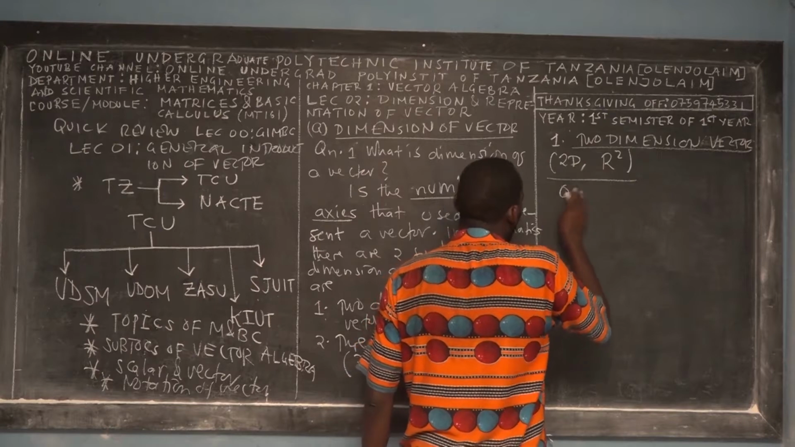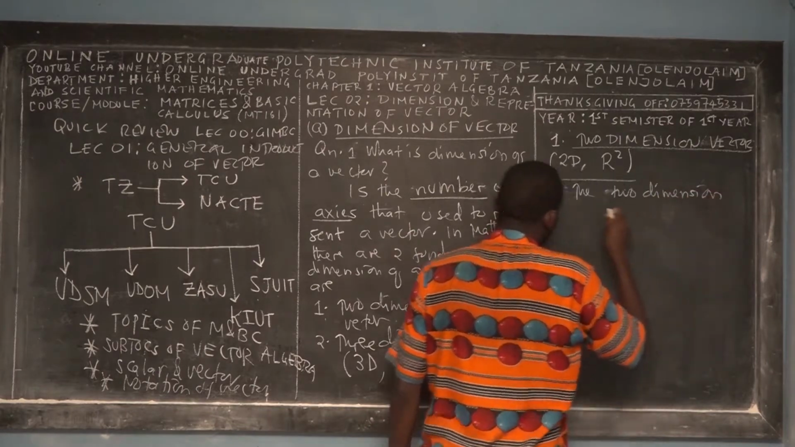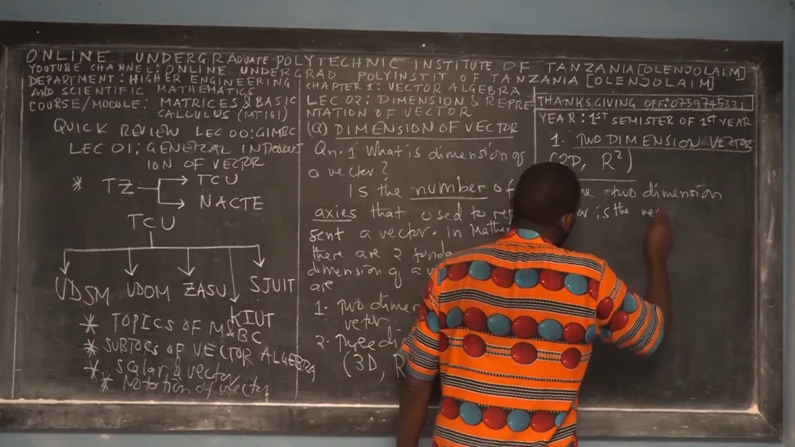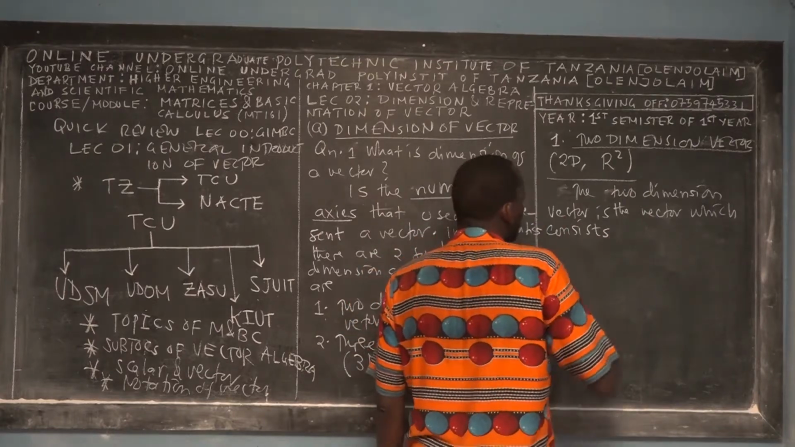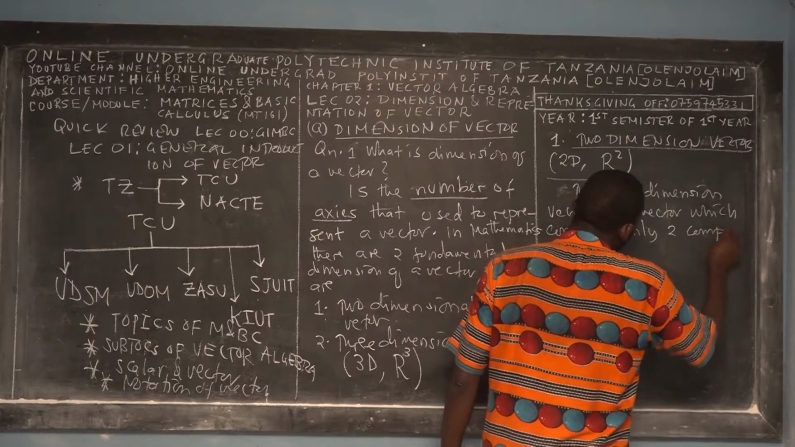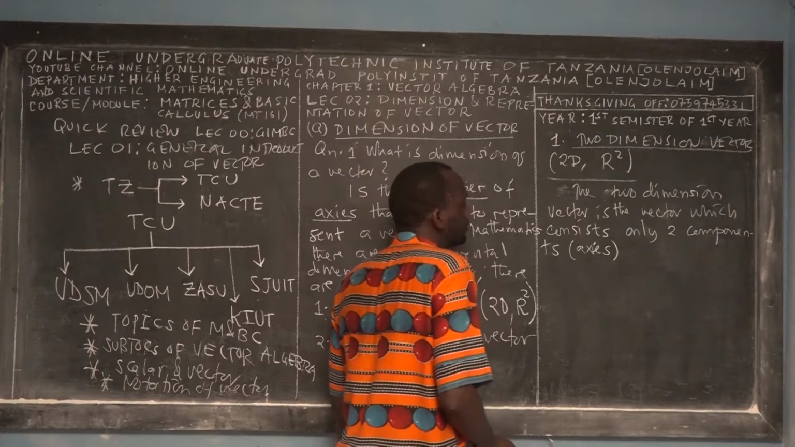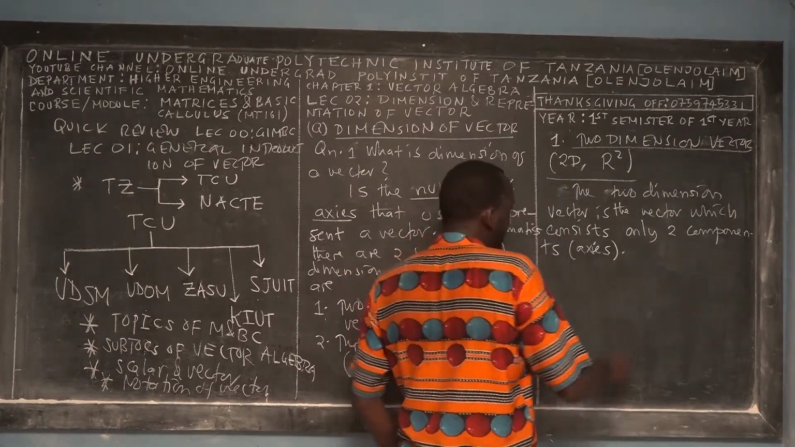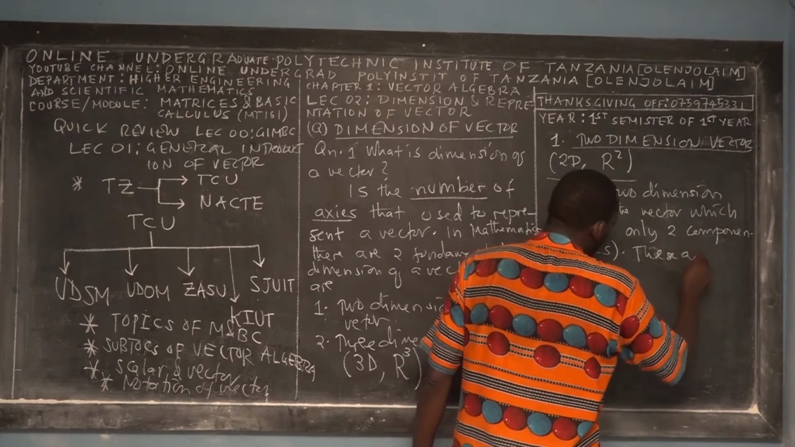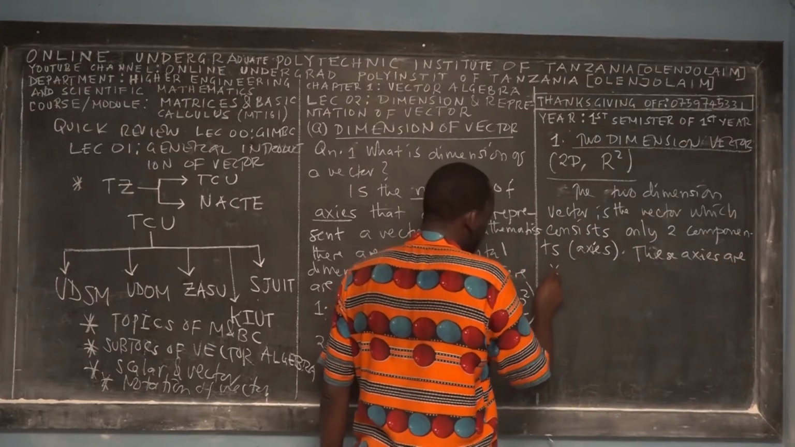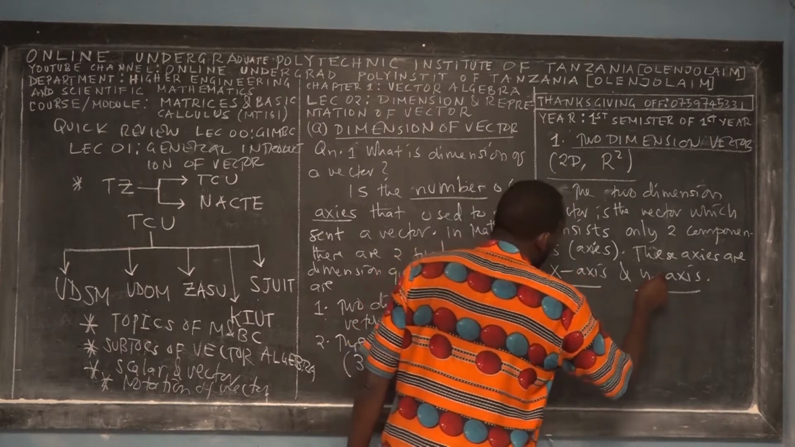So we say that the two-dimensional vector is a vector which consists of only two components. And these two components can be presented on only two axes, and these axes are the x-axis and the y-axis if we present it geometrically. So these are the two components. Okay?